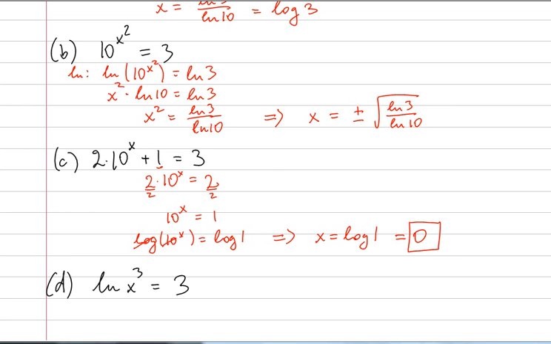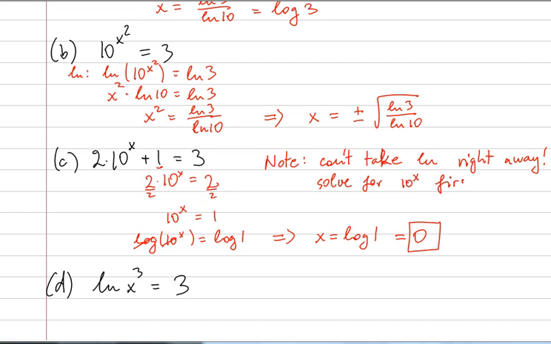So note, you can't take log or ln right away. We have to solve for 10 to the x first. Because if you took ln of the left hand side as it stands, you would have ln of a sum, and there's no way to simplify that.